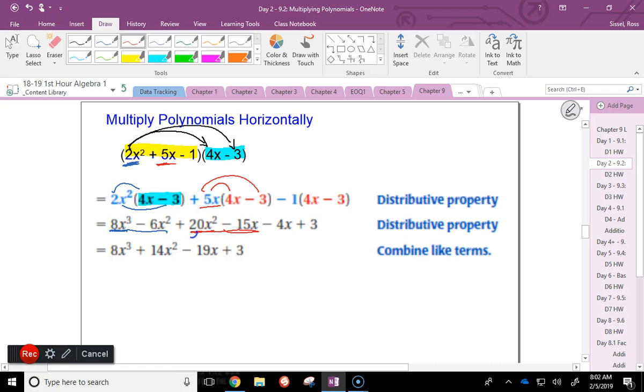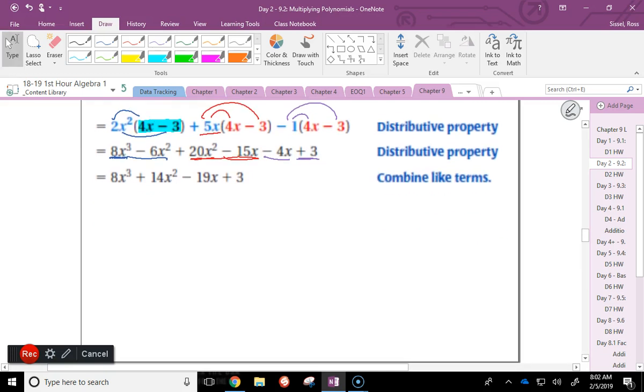And then our third one, I'm going to multiply by negative 1. Negative 1 times 4x is negative 4x. And negative 1 times negative 3 is 3. That is our answer so far. 8x cubed minus 6x squared plus 20x squared minus 15x minus 4x plus 3. The only thing we have to do is now we have to clean it up and do like terms.